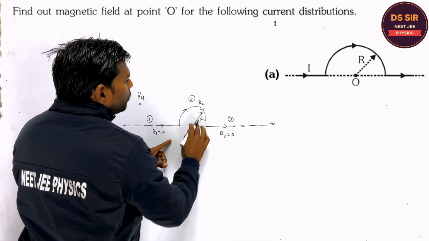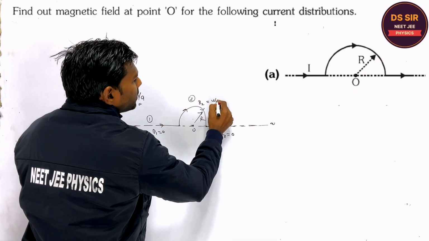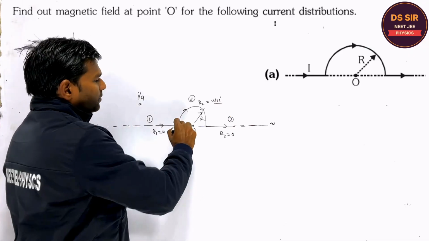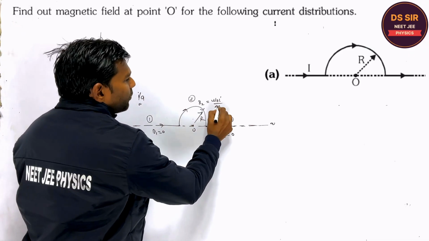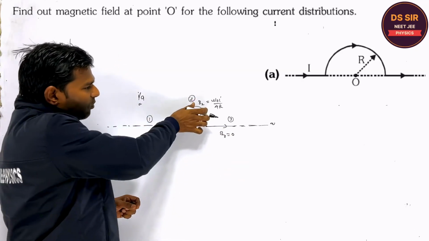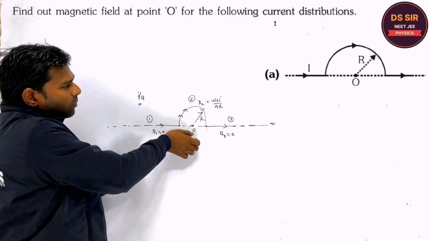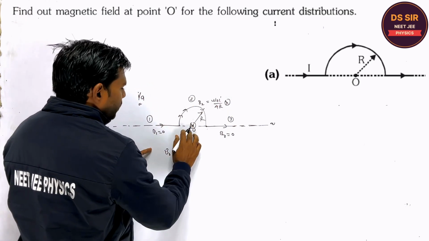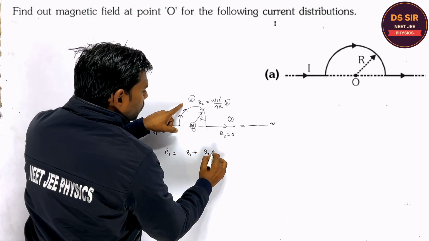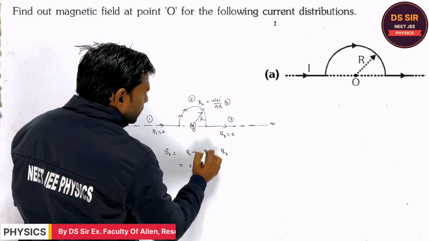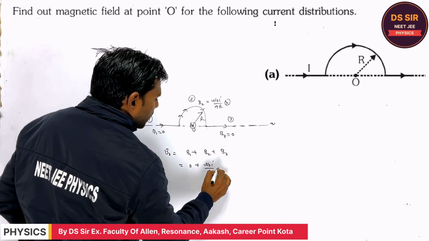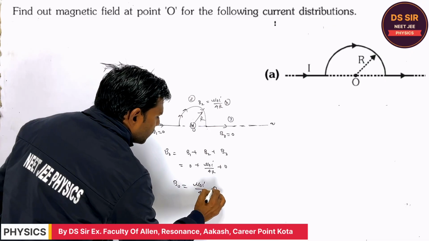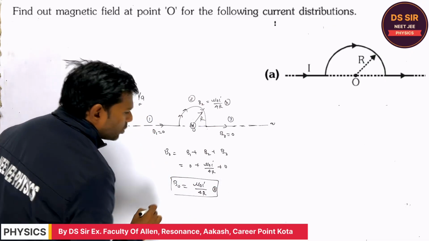So if you consider B2, due to the semicircular path, the magnetic field is mu naught I upon 4R. And what is the direction? Into the board, right? Inwards. So the net magnetic field at O is B1 plus B2 plus B3. I think you understand. This is mu naught I upon 4R plus 0. So at the point O, the magnetic field is mu naught I upon 4R into the board.